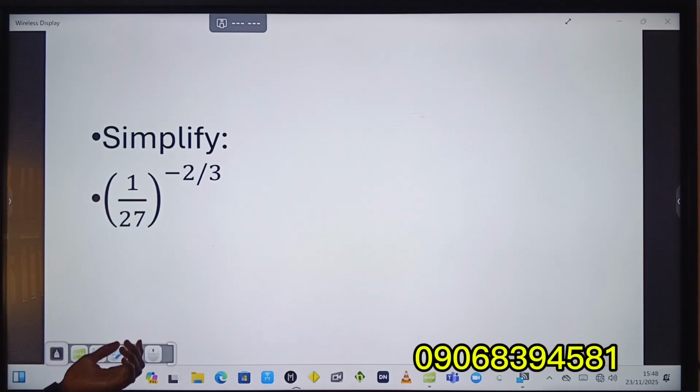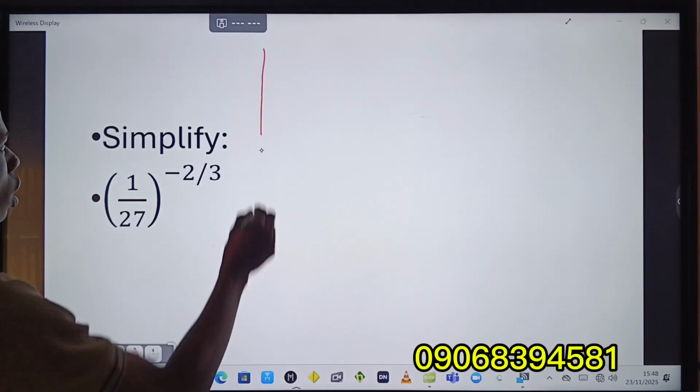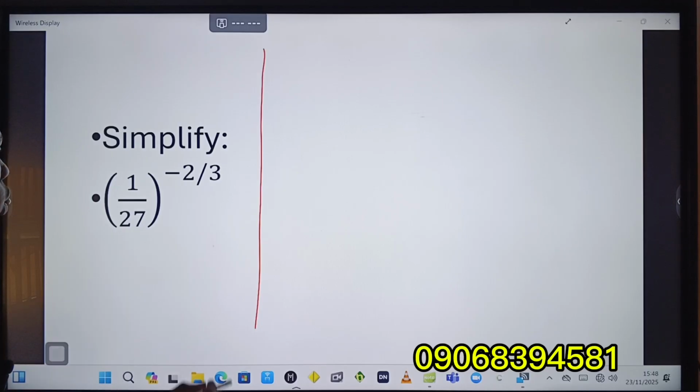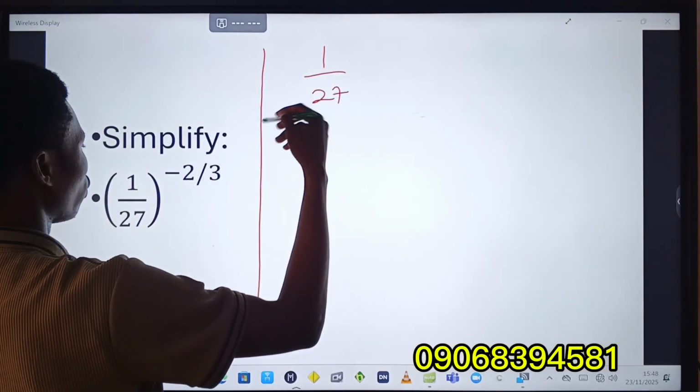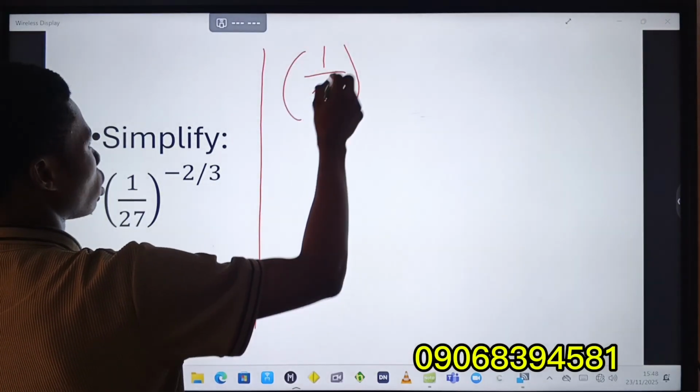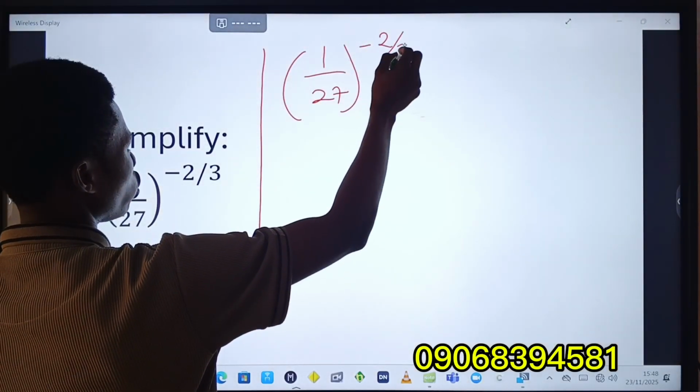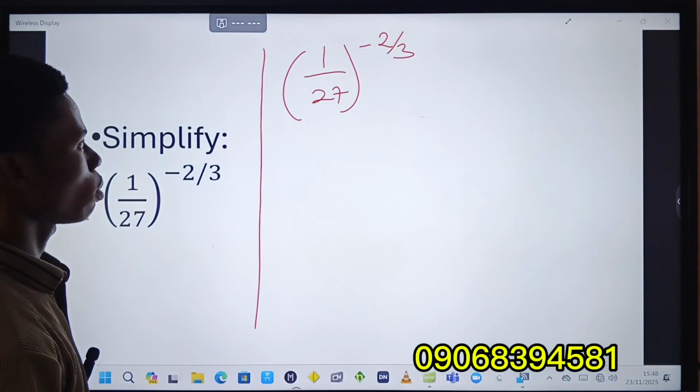Simplify this. This one is very similar to the one we just finished. Let me see who will solve it before me. So as I'm solving, try to solve too, or you pause and see if your answer was actually correct. Pause and solve. Then you continue the video to see if you got the same answer with me.